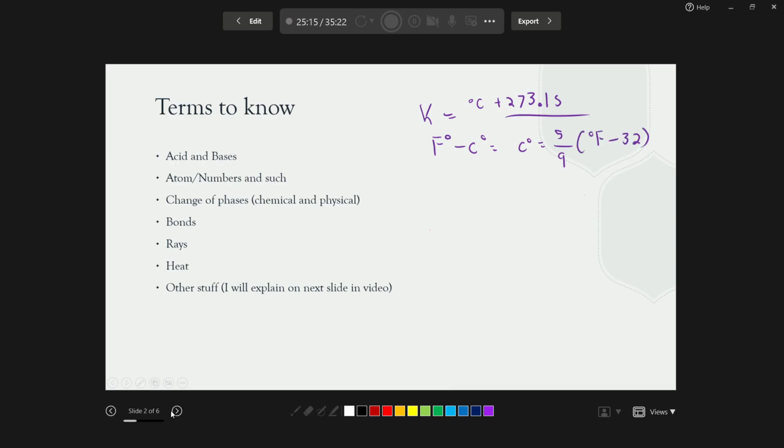And to go from Celsius to Fahrenheit, you're going to do the inverse. So you're going to do Fahrenheit equals 9/5 Celsius. So you would multiply the Celsius by 9/5 first plus 32. And these are just the three ways you can find this.